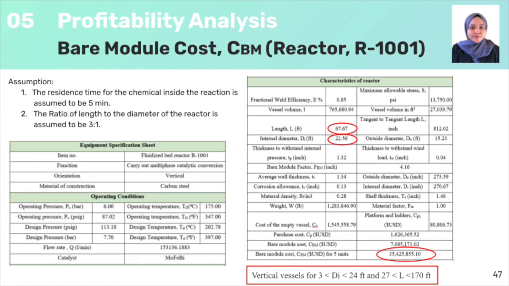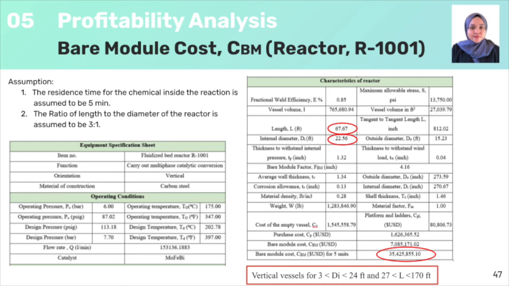So next, here is the calculation of bare module cost for the reactor. The assumption for residence time is 5 minutes and the ratio of length to diameter is assumed to be 3:1. Since the operating pressure is 6 bar and temperature 175 degrees C, which is below 500 degrees C, we chose carbon steel as the material. So basically from the assumed residence time, we can calculate the reactor volume. Later, we can find the internal diameter and length of the reactor vessel. Overall, the CBM for the reactor is $7 million.